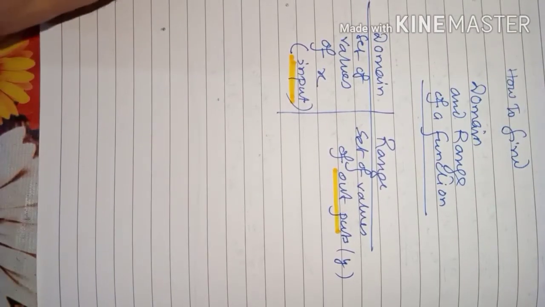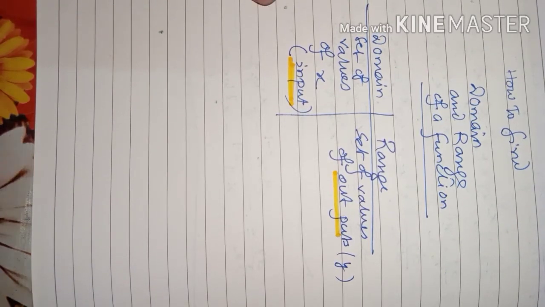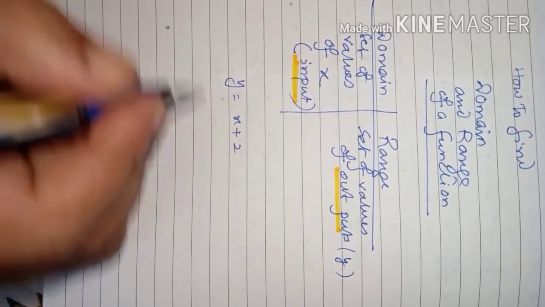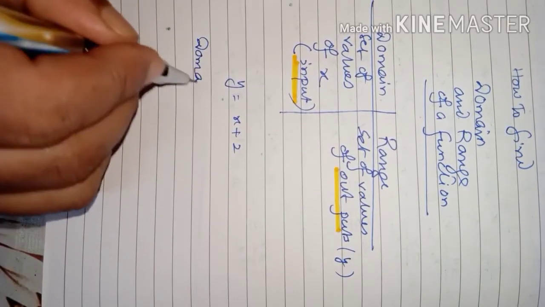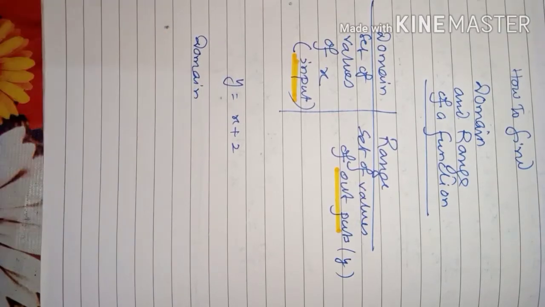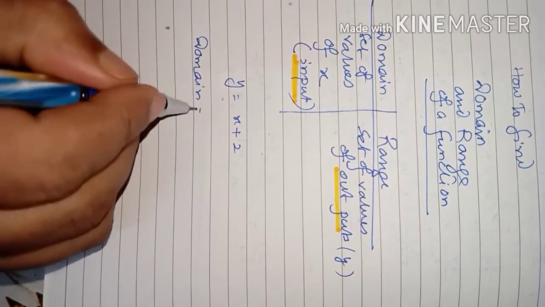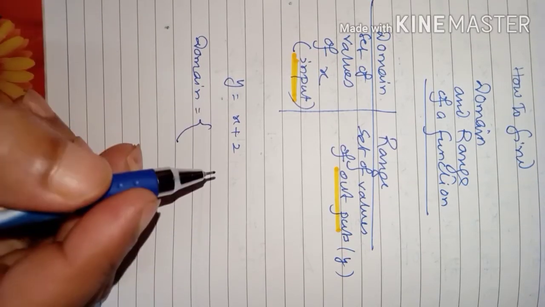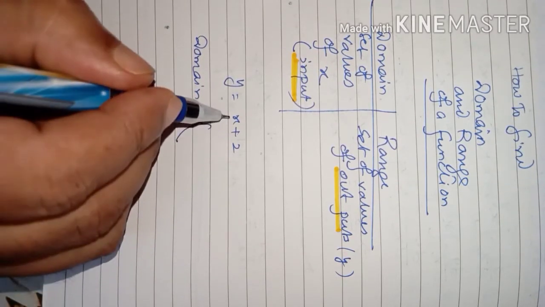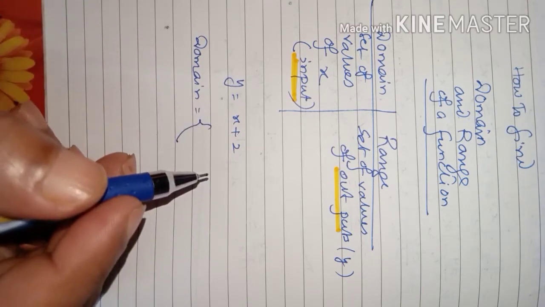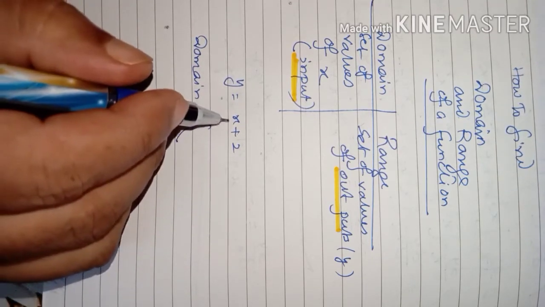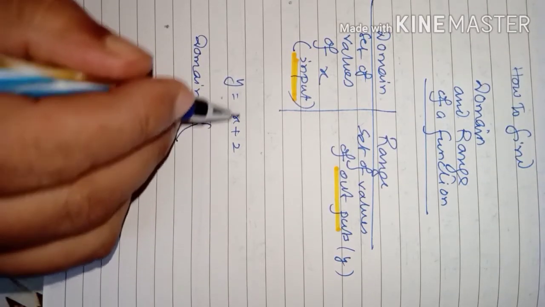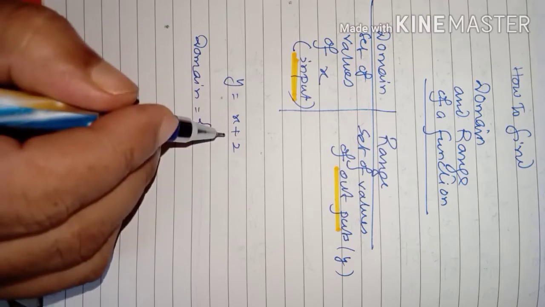One small example I am giving you. Suppose y equal to x plus 2. When I say domain, which numbers can I take as a value of x here? Can I take minus 1? Yes, there is no restriction. Can I take plus 1? Yes. So I can take any real number here, and I will get corresponding values of y.